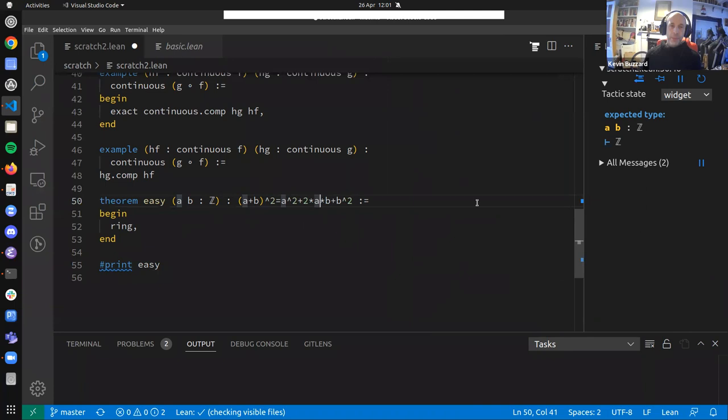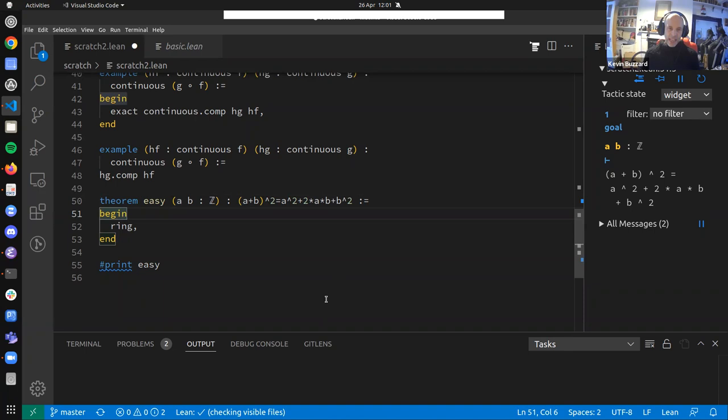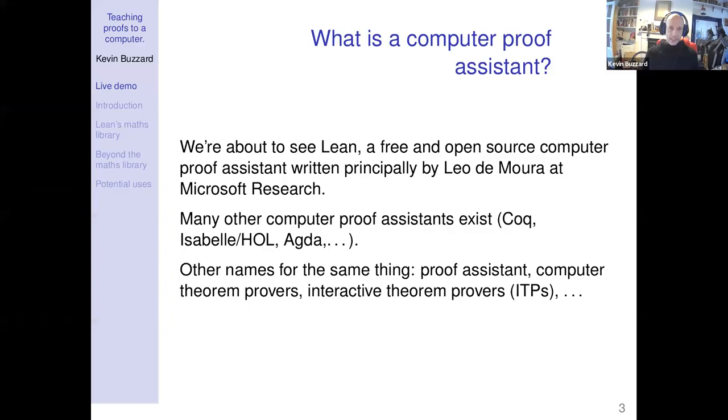The proof of this is long, because as mathematicians, we just skip things. We don't put the brackets in. You don't notice we're using associativity. There's all sorts of things missing. Anyway, let's get back to the talk, or I'll never finish.